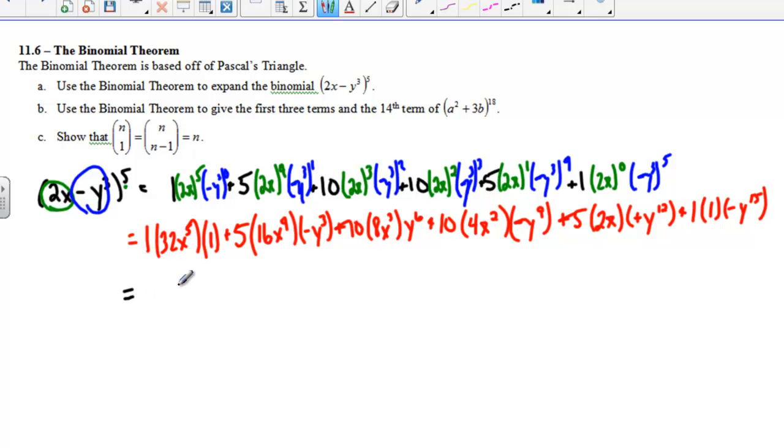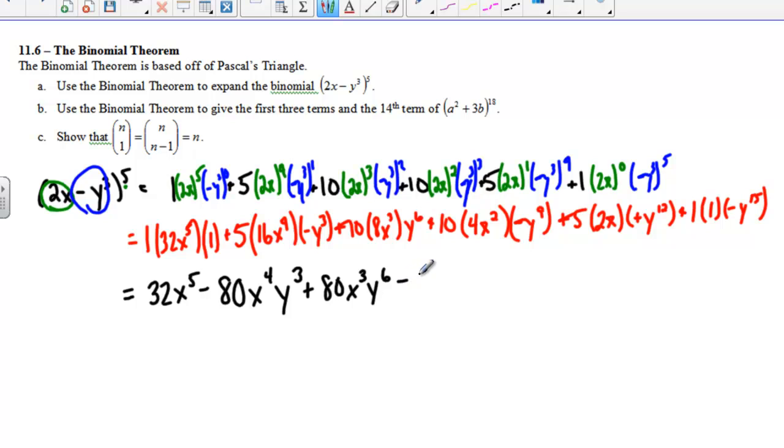1 times 32x to the fifth is 32x to the fifth. 5 times 16 is 80, and actually I should erase this because there's a negative y cubed there. So what that means is that this is actually going to be negative 80x to the fourth, y to the third. Then we have 10 times 8 times all that, so that's going to be 80x cubed y to the sixth.